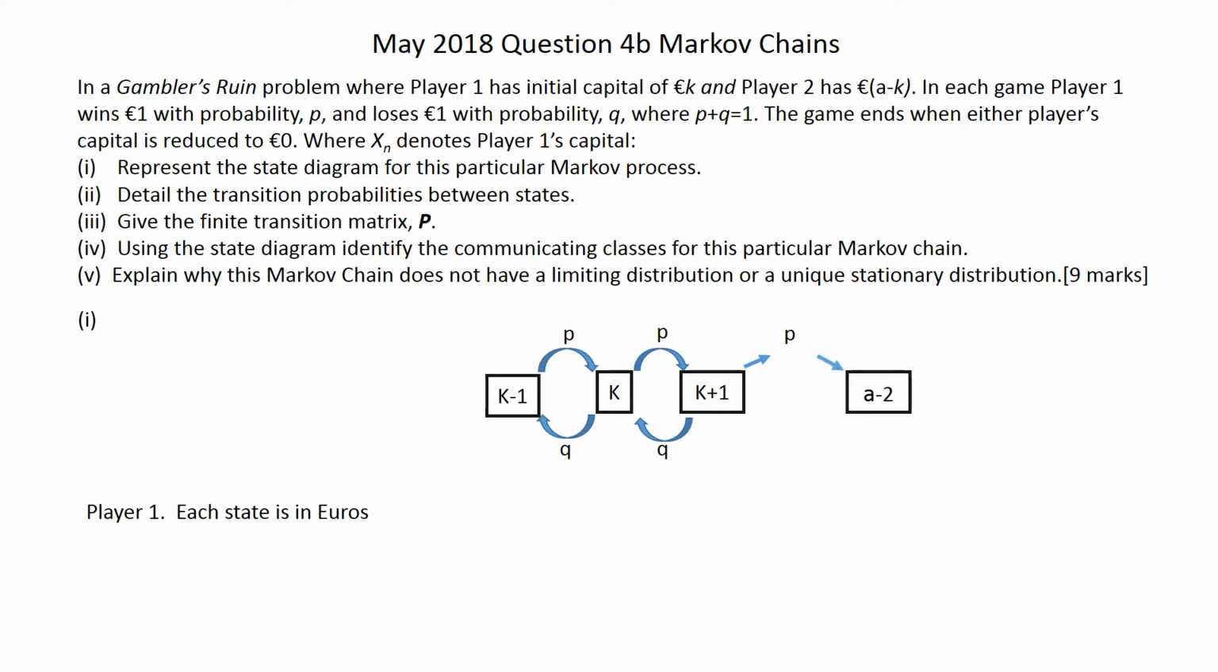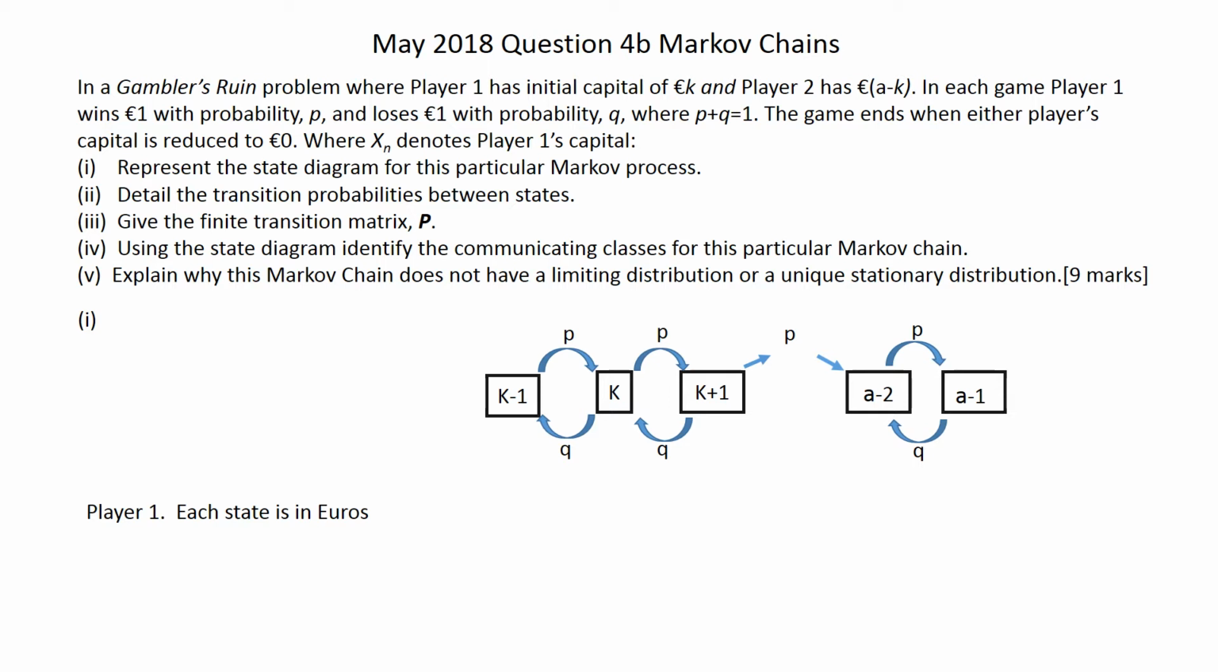Eventually, the player could end up at A minus 2 euros, which is basically €2 short of winning. They could win the next game with a probability of P and end up at A minus 1 euros, i.e. €1 short of winning. But if they lose the next game with a probability of Q, they'll be back down at A minus 2 euros.